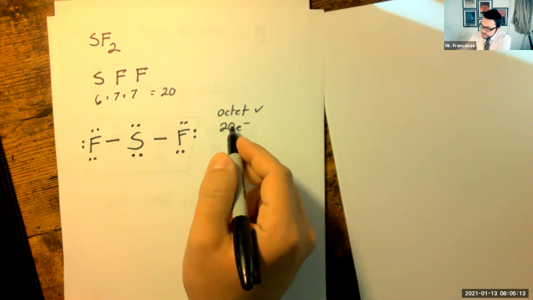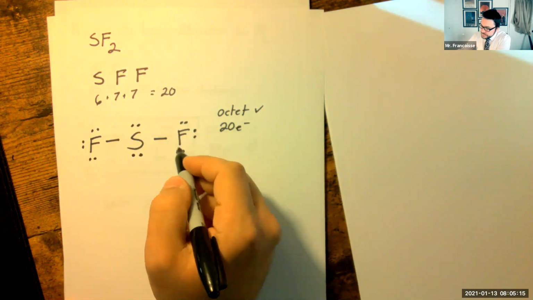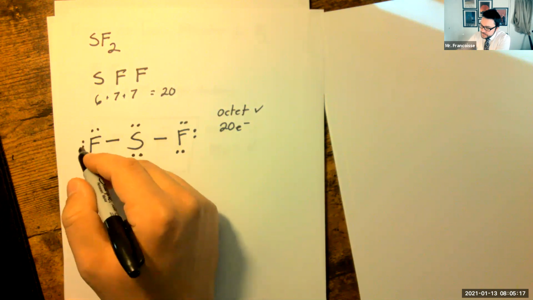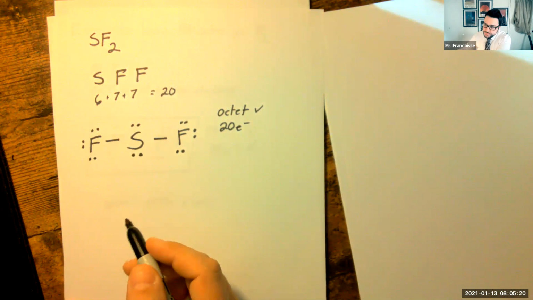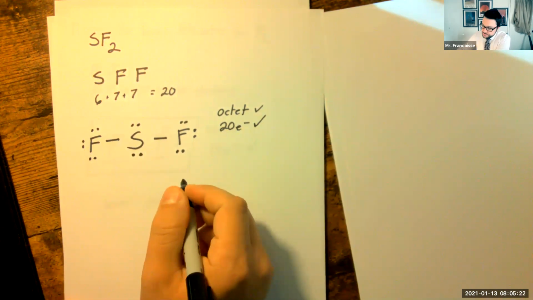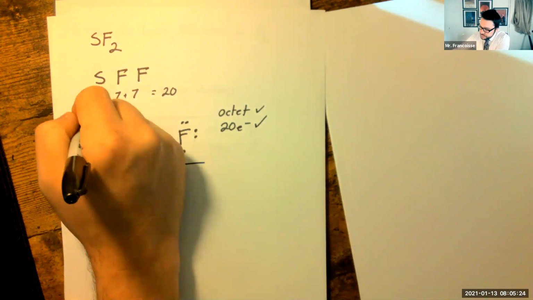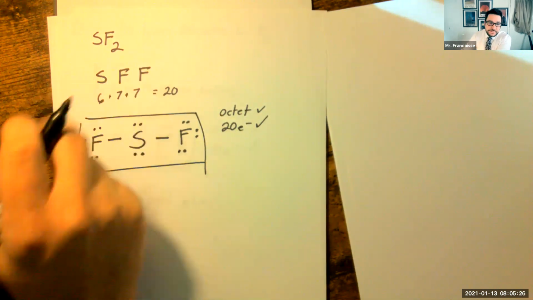20 electrons, we have to use up 20 electrons. We have 2, 4, 6, 8, 10, 12, 14, 16, 18, 20. So that works as well. So this would be our correct structure for SF2.